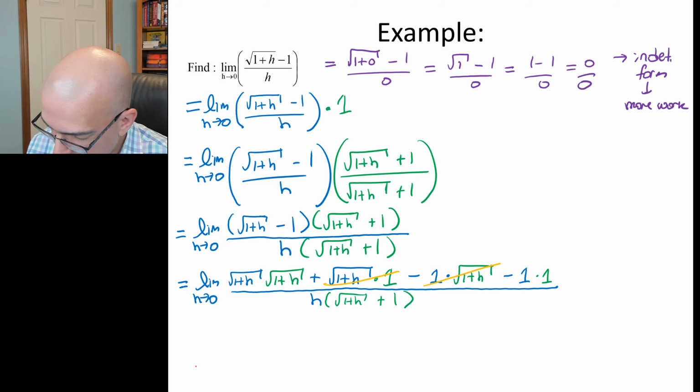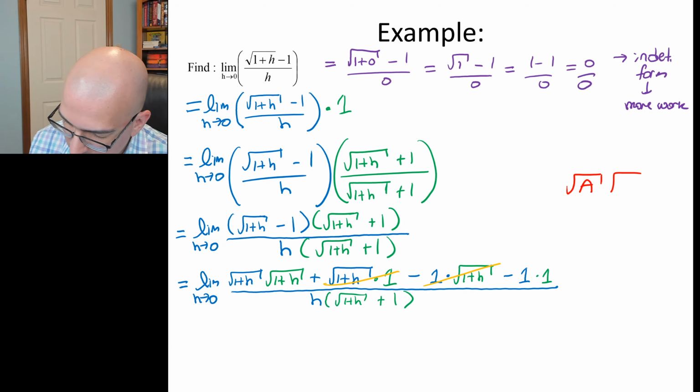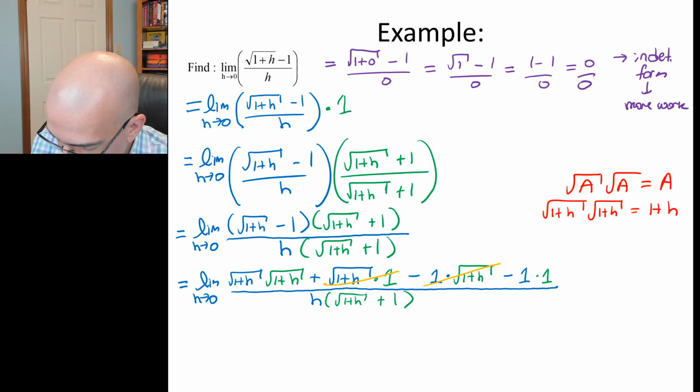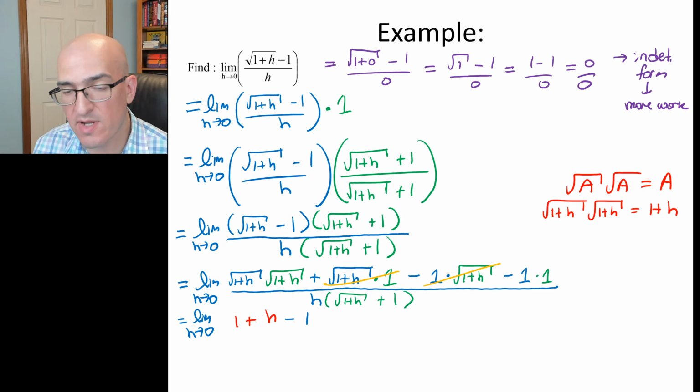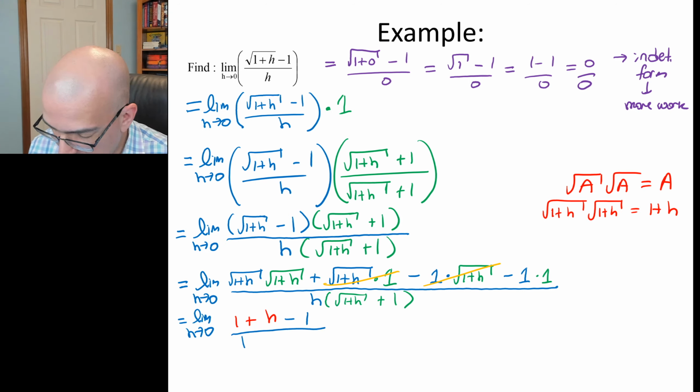I also have root a times root a equals a. So root 1 plus h times the root of 1 plus h just equals 1 plus h. So I have a 1 plus h here. And then I have a minus 1 from the 1 times 1, all divided by h times the square root of 1 plus h plus 1. I'm going to drop the color scheme now. Okay, I have a plus 1 and a minus 1. Those are going to cancel.